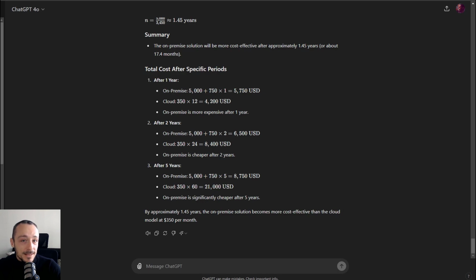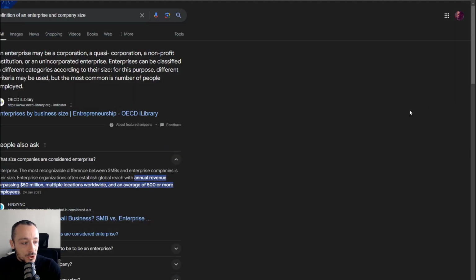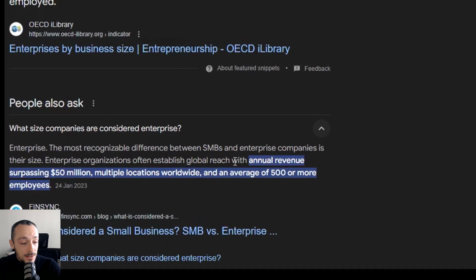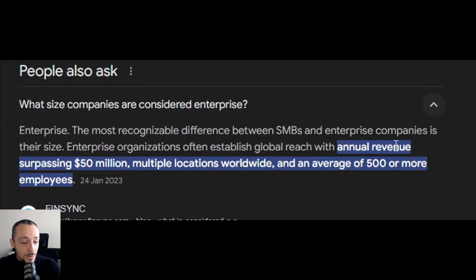Now you may be asking, what is an enterprise? What constitutes an enterprise? So effectively, an enterprise is an organization with an annual revenue surpassing 50 million, multiple locations worldwide, and an average of 500 or more employees. Now this is where the costing model would probably be more beneficial for cloud. So let's dive into that and let's understand why that is.